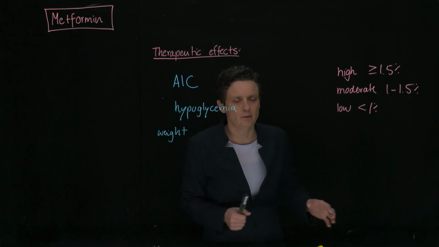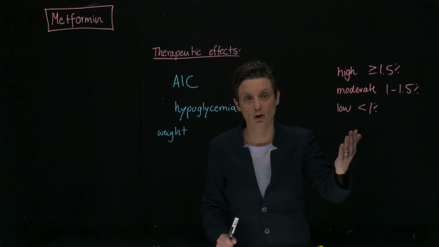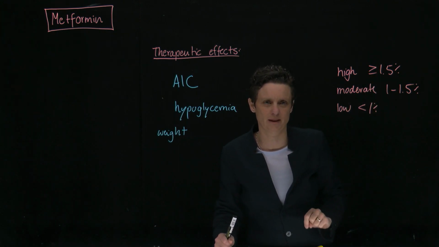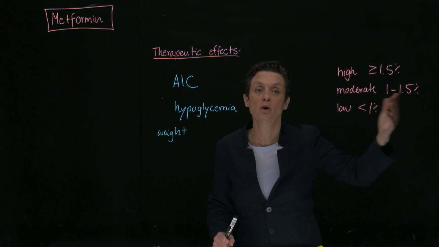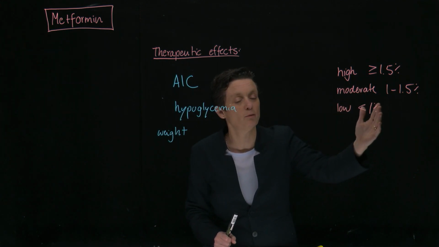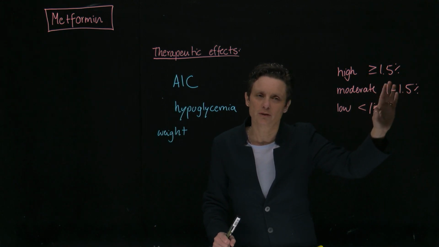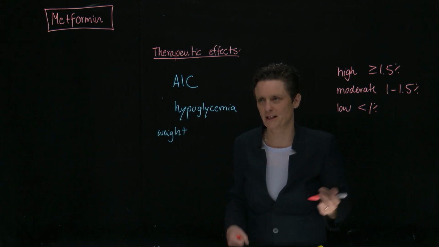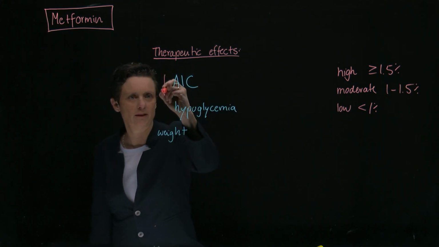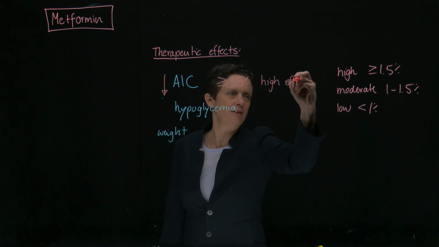So arbitrarily we put the drugs into three categories, being highly efficacious, moderate, or low, meaning how much do they lower your A1C. So highly efficacious drugs are considered the ones that are lowering A1C above 1.5%, so more than 1.5%. Then we have moderately efficacious drugs that are lowering your A1C within the 1.5 to 1 range, or just a little bit, so below 1%. So now with metformin, we lower A1C above 1.5%, having high efficacy.